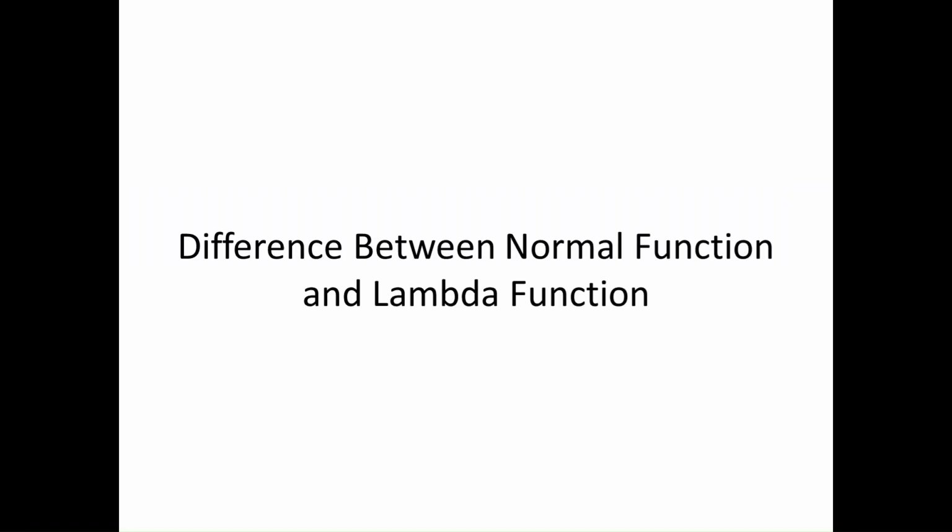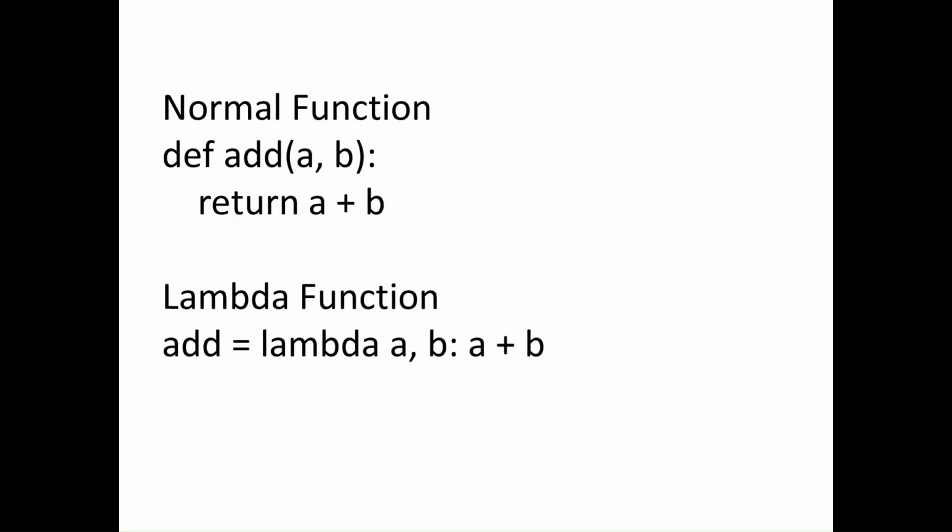Difference between normal function and lambda function. A normal function we create with the def keyword, and a lambda function we create using the lambda keyword. Okay. First one is the normal function, second one is with lambda function. Both give exactly the same output. The only difference is that the lambda function is shorter. This is the only difference between both functions.